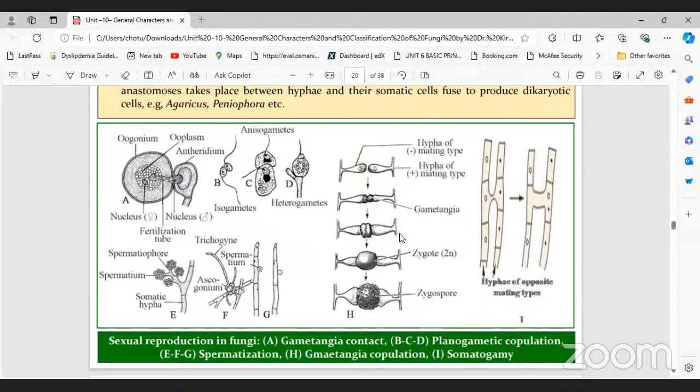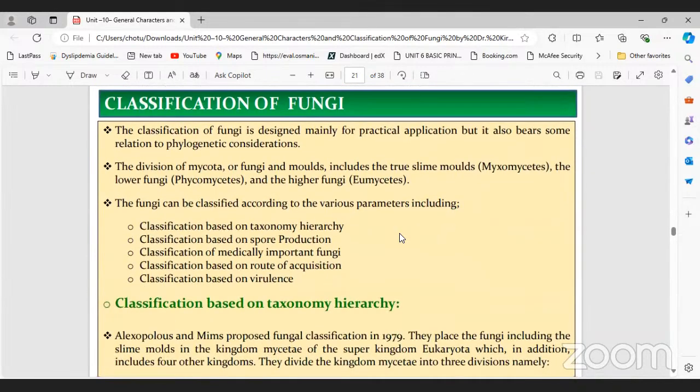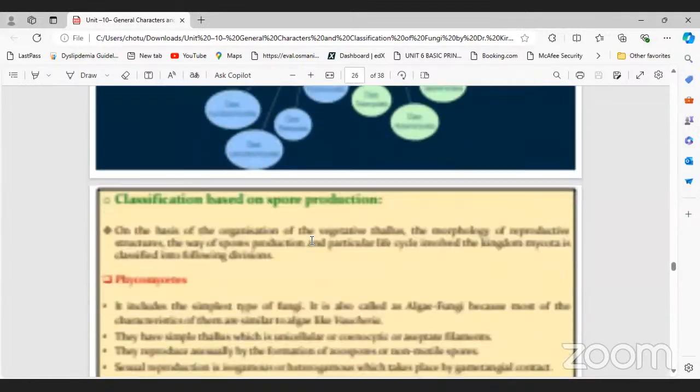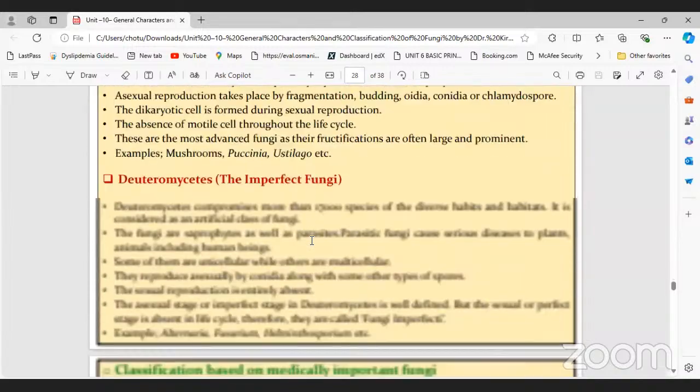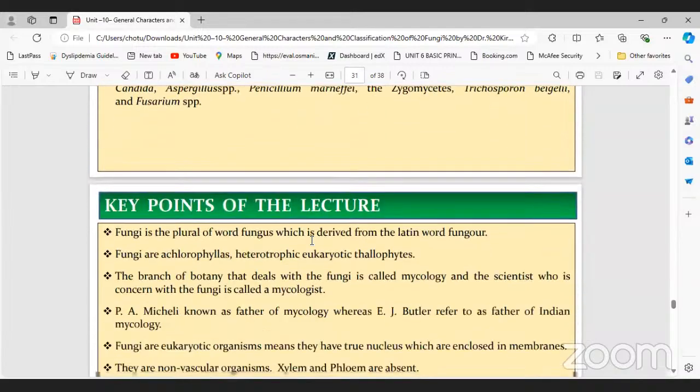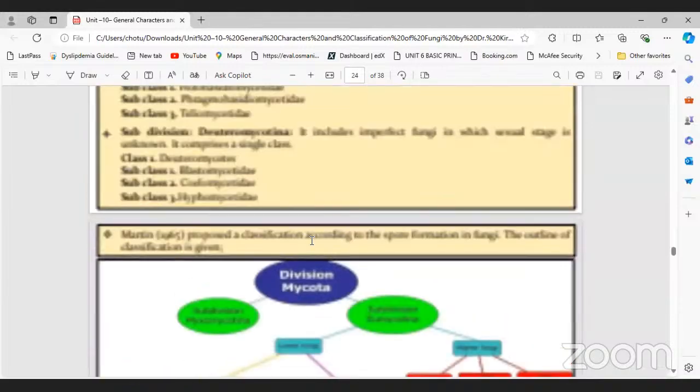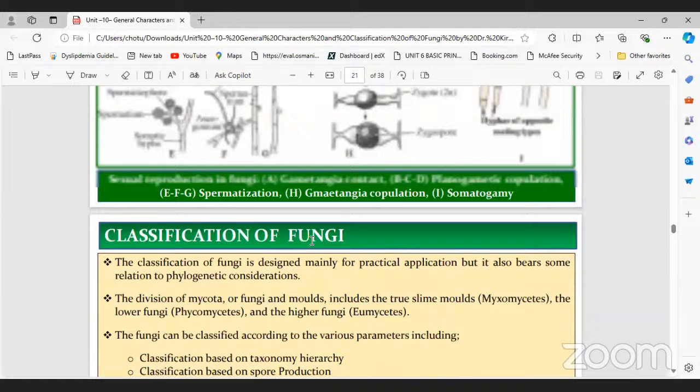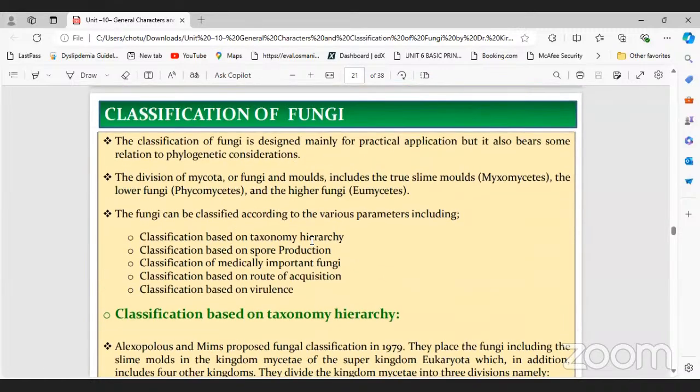Now we will enter into the classification of fungi. What is the taxonomy, nomenclature, and classification of fungi? Taxonomy, classification. It is very big. Taxonomic nomenclature and classification of fungi.